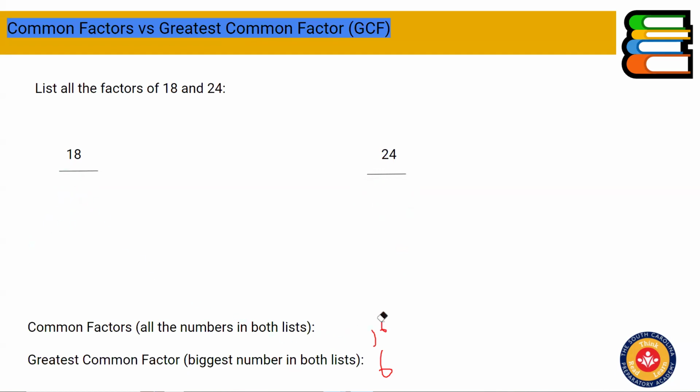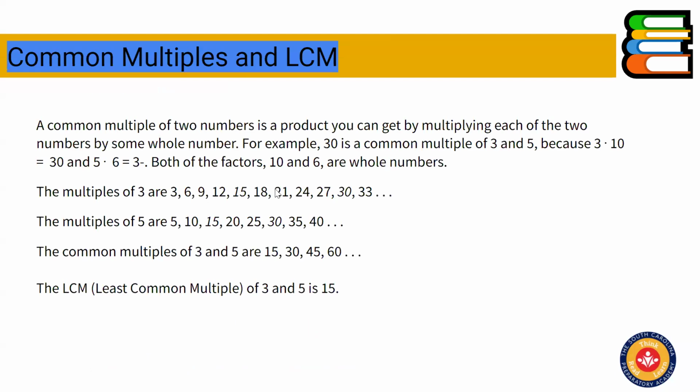The next one, the other skill we're working on reviewing today is the LCM. So common multiple is basically when you have the product of the two factors, you get a multiple. So it's getting bigger, right? So 30 is a common multiple of 3 and 5. But then you also have 15, which would be the least common multiple. Okay, so the multiples of 3 are 3, 6, 9, 12, 15. Multiples of 5 are 5, 10, 15, 20, 25, 30, 35, 40, 45, etc. So the common multiples of 3 and 5 are 15, 30, 45, 60, and so on. The least common multiple is the smallest one, so that's 15.